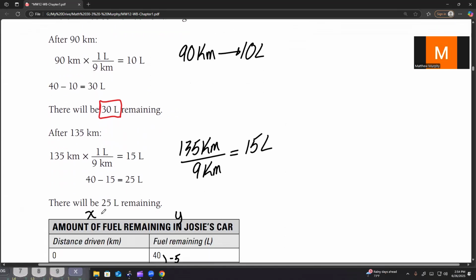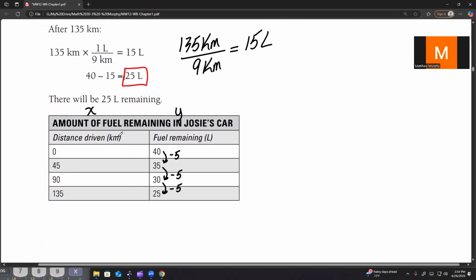And after 135. So for 135, I figured out how many times 9 went into 135, and I got 15. And again, remember 9 kilometers per 1 liter. So 15 liters times 9 kilometers would get us back to that 135. So I divided them again to get 15. And 40 minus 15 is 25 liters remaining.